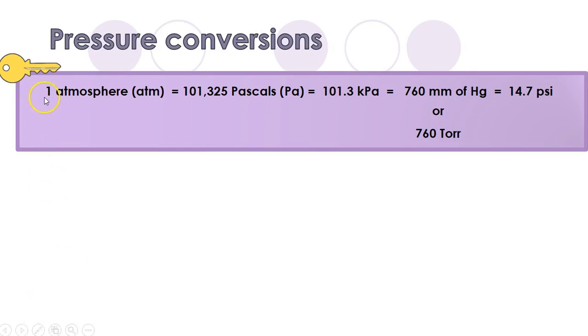So we have 1 atm, the abbreviation is atm. We have pascals, which is Pa, 101,325, or we can have 101.3 kilopascals. We can have 760 millimeters of mercury or torr, it means the same thing. And all of this equals 14.7 psi, right?